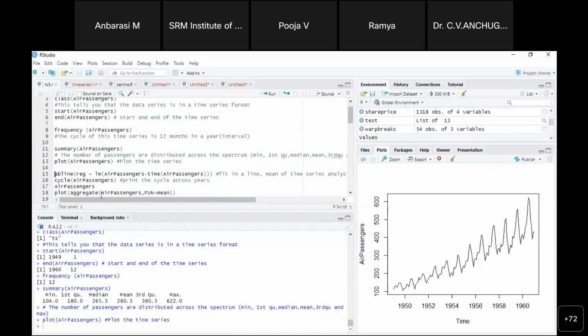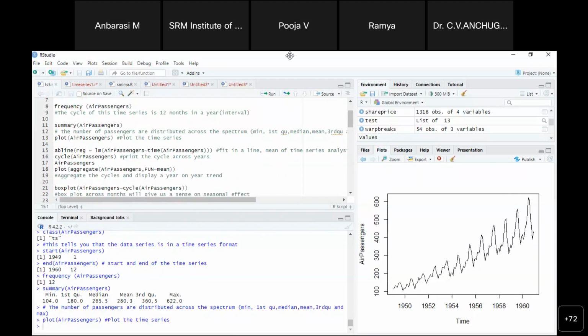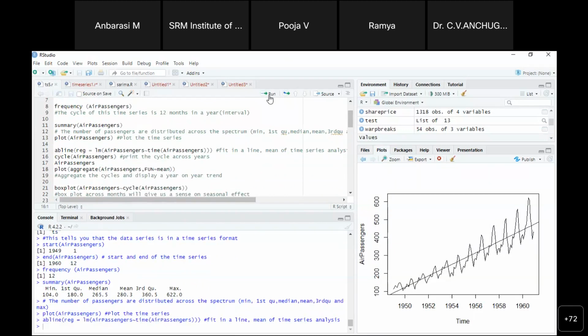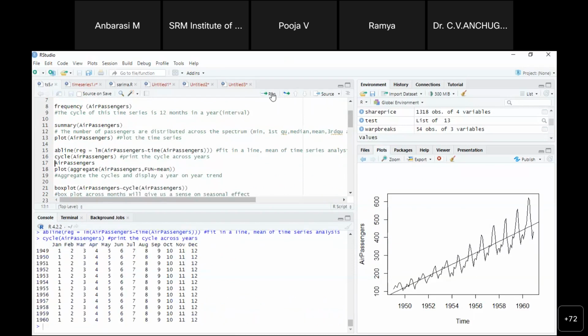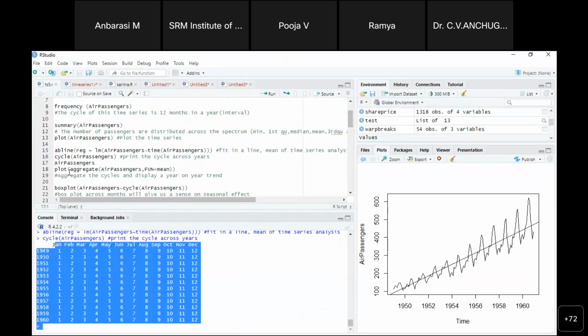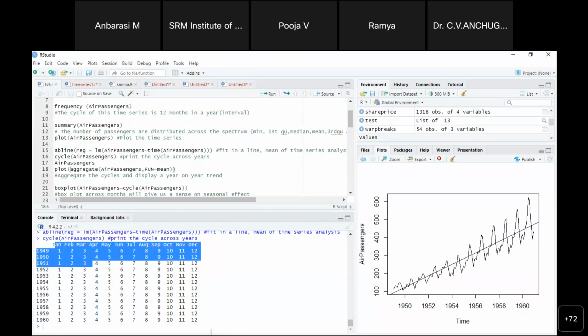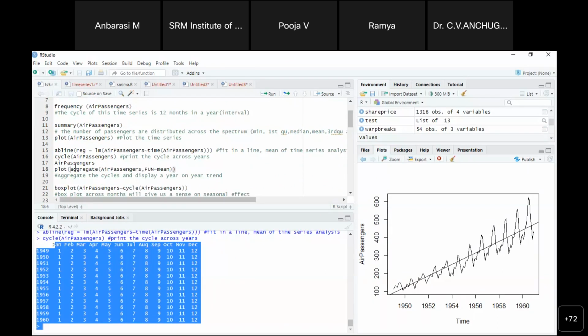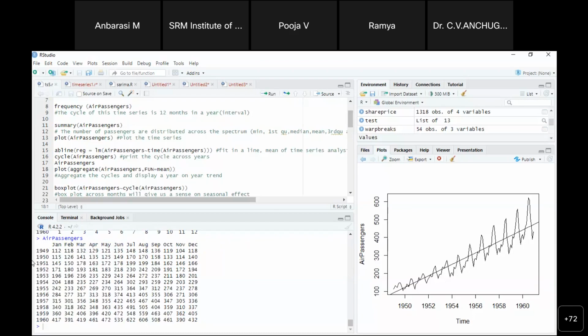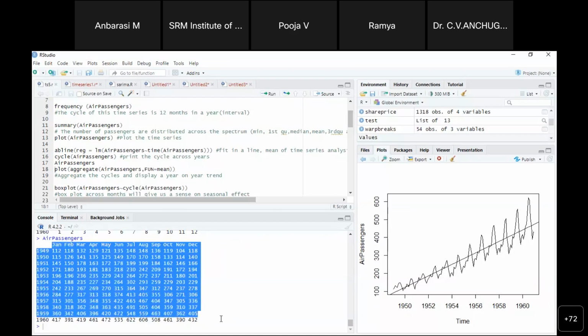Then what you have to do? We have to convert that into a stationary. So if I want to convert that into a stationary, then what you have to do? We have to call this particular function. So this is the data set, the complete data set we are having. I mean, this is actually cycle. Cycle only we are going to print it. If I want to see the data set, this is the data set. Okay, so this is a data set for the air passengers.